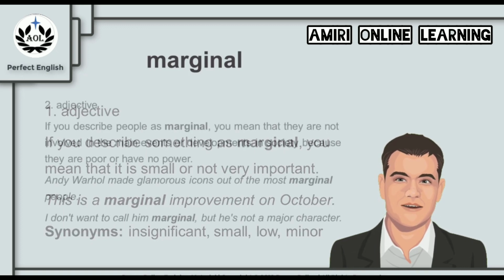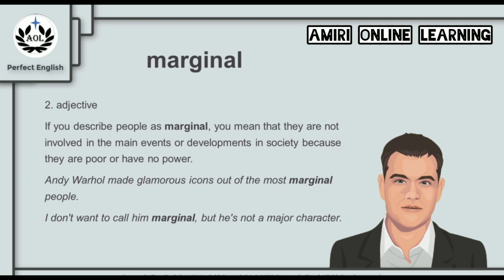Now, marginal can be used in a different context. If you describe people as marginal, you mean that they are not involved in the main events or development in society because they are poor or have no power. Maybe that relates more to the picture we just saw. For example, Andy Warhol made glamorous icons out of the most marginal people, the people who everybody thought had no power or no significance in society. But Andy made glamorous icons out of them.